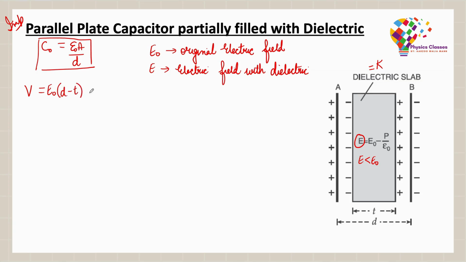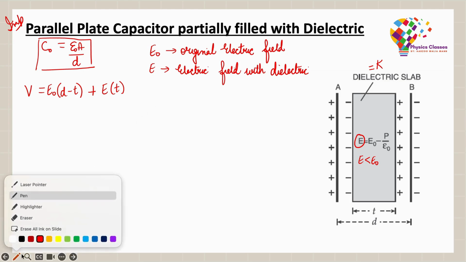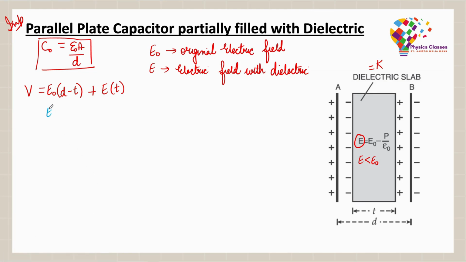And the electric field, because of the dielectric or with the dielectric, has become E, and the distance for which the dielectric is present is T. So my potential difference can be written as E naught into D minus T plus ET. Further, from the definition of dielectric, I also know that E naught by E is nothing but equal to the dielectric constant K. Therefore, I can rearrange this to get my E as E naught by K.